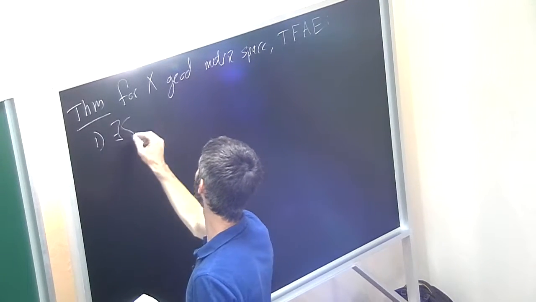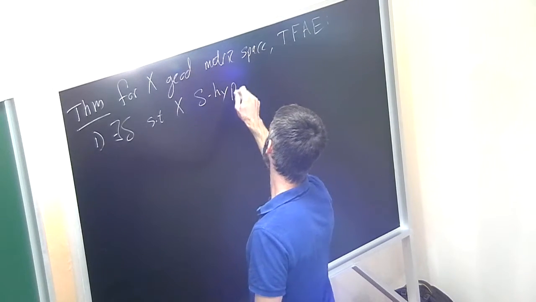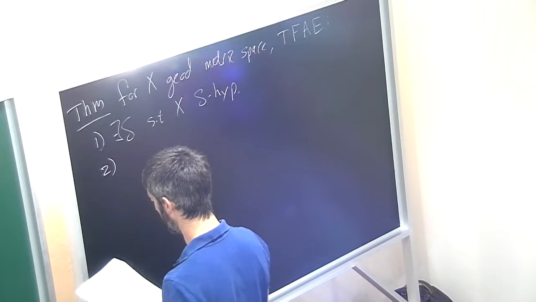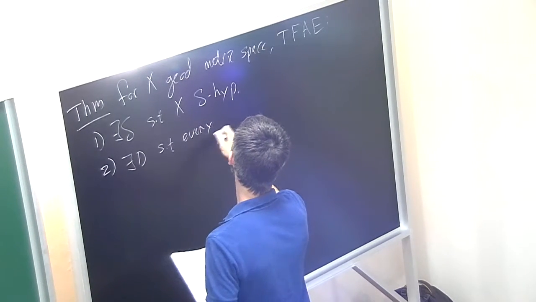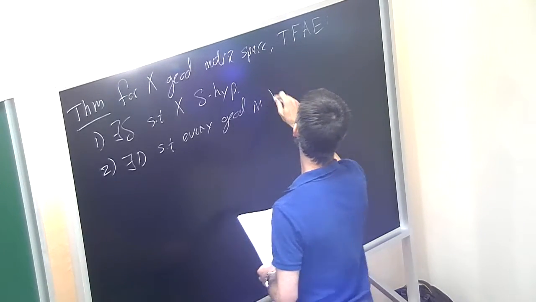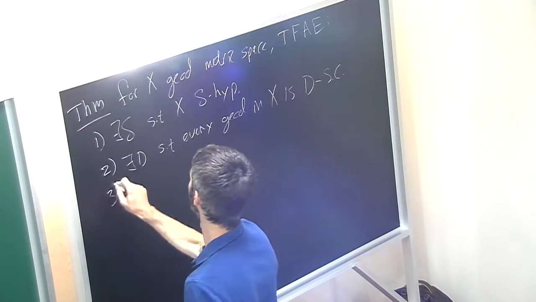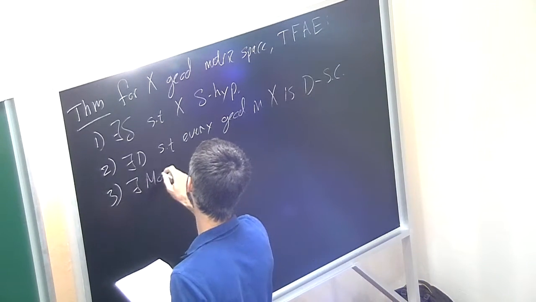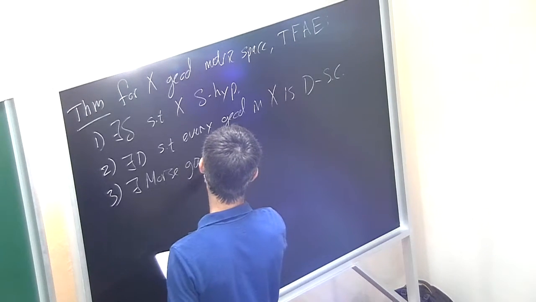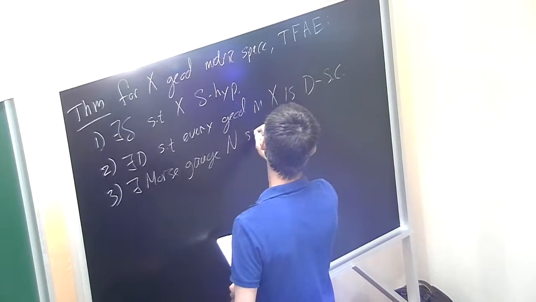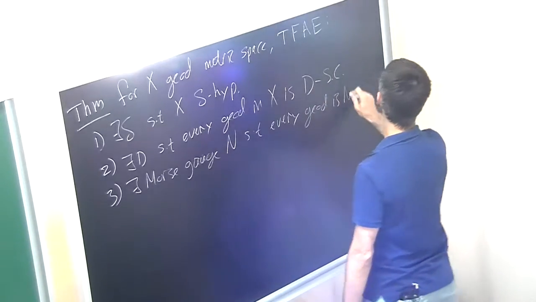One is that there exists some delta such that X is delta hyperbolic. Two is that there exists some number d such that every geodesic in X is d strongly contracting. And three, there exists a Morse gauge n such that every geodesic is n Morse.